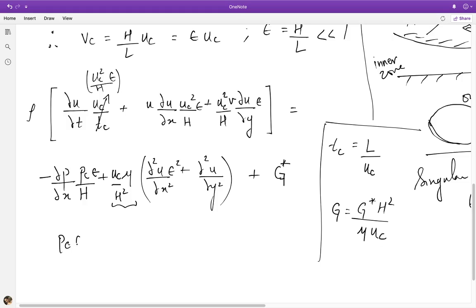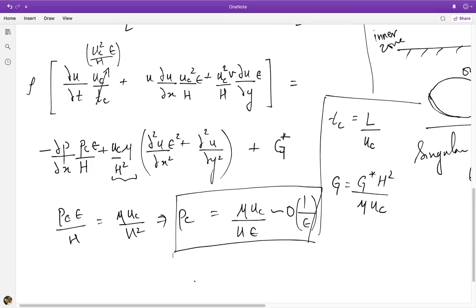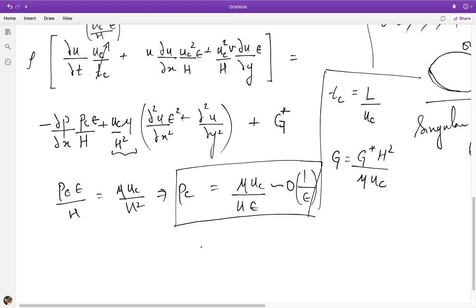So what I say is PC epsilon by h must be equal to mu uc by h squared, which means that PC is simply mu times uc upon h into epsilon, which means it's order 1 by epsilon. So this is one of the key outcomes of the long wave analysis, that the characteristic magnitude of the pressure that develops in the thin gap region is large. It's order 1 by epsilon.